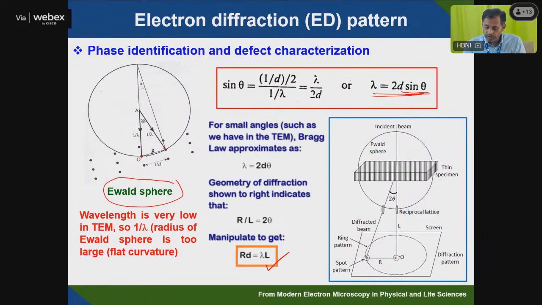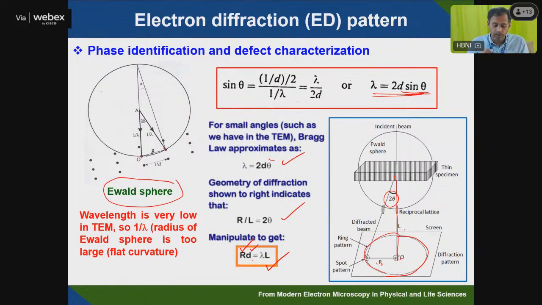So this is the sample, and this is the bottom of the projector, where your photographic film is taking the image. L is the camera length, the distance from the sample to the projector, and R is the radius of the ring, with this diffracted beam here. So R by L equals 2 theta here. Since sine theta is almost equal to theta, combining these two equations, you will get Rd equal to L lambda. In the ring structure, R is the radius of the ring that you are getting here, and d is the d spacing that you see in XRD.